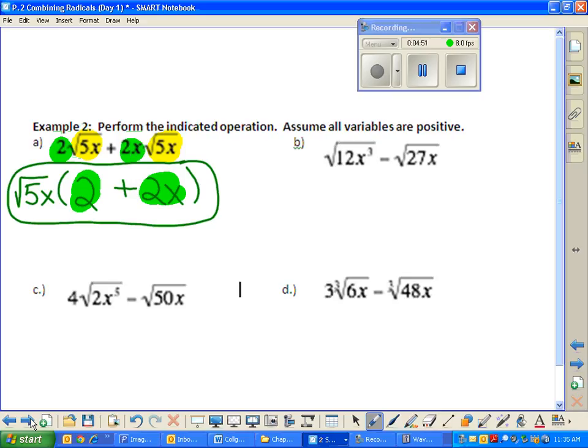All right, let's do it again. Part B, you look at it, you're like, oh man, the radicals aren't the same. This is in your note packet. Do you see where we're at? Did you lose a page?